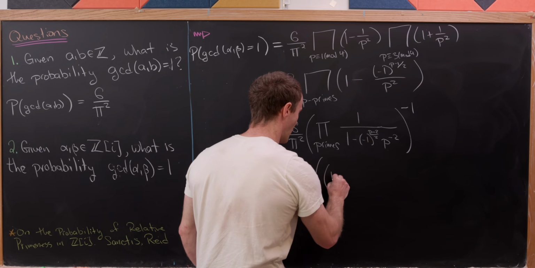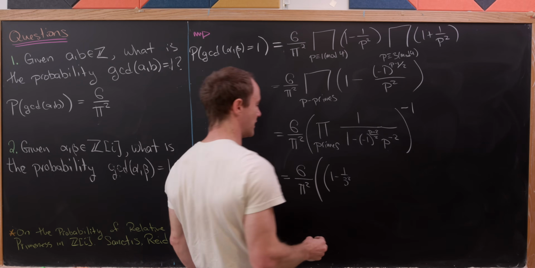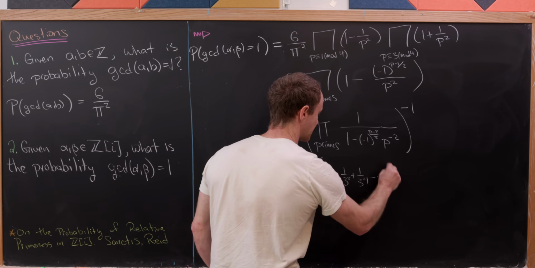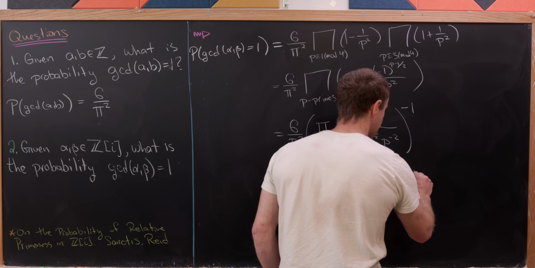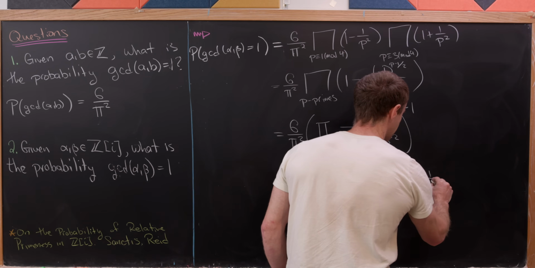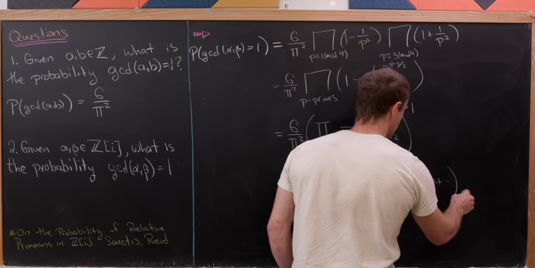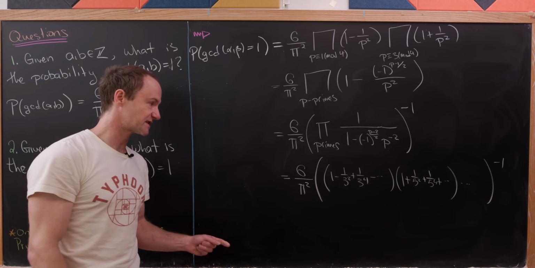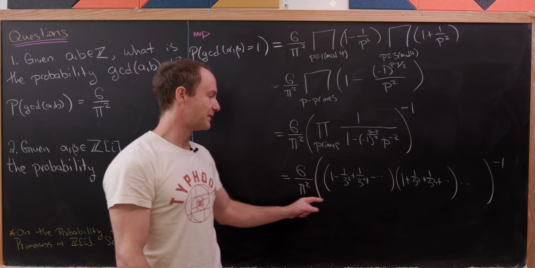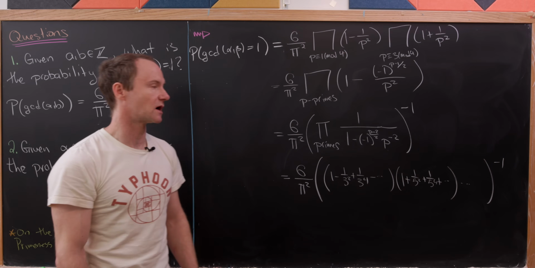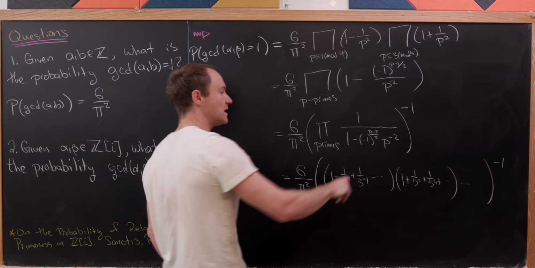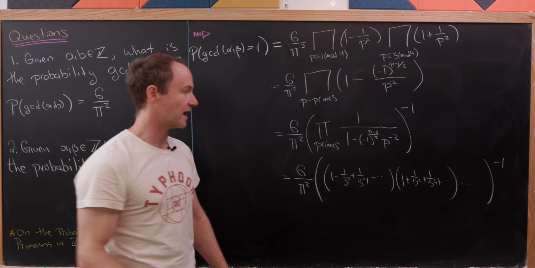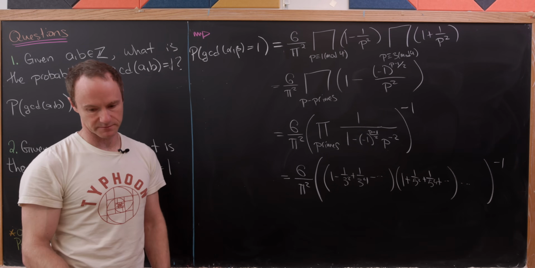So I'm going to have 1 minus 1 over 3 squared plus 1 over 3 to the 4th minus ... and I'll have 1 plus 1 over 5 squared plus 1 over 5 to the 4th ... and so on and so forth. So again, that's from expanding out as geometric series, keeping in mind that I'm going to pick up an alternating sign whenever p is congruent to 3 mod 4, based off of the fact that we're going to have 1 plus p to the -2 there.